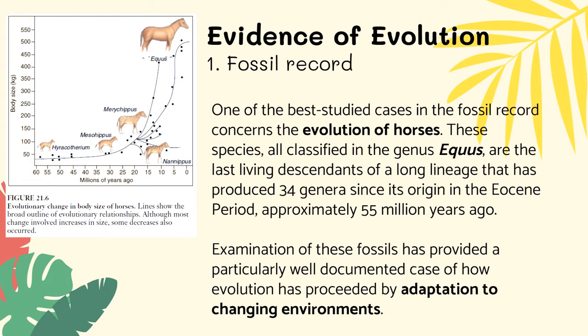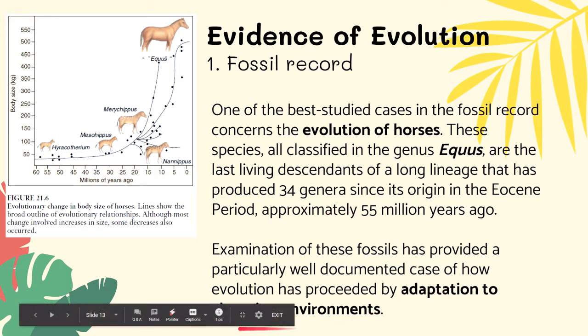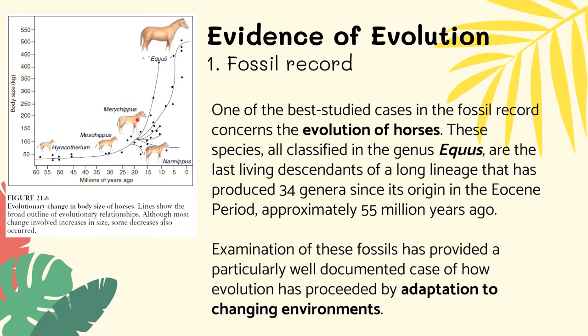What's good about the fossil record of horses is that they are well preserved, and we were able to map out and create a timeline of the changes in the body size of those horses from their primitive ancestors. The fossil record shows us that the changes involve increases in size, although some showed decreases in size, until they reach the modern-day genus of horses. The examination of these horse fossils has provided a particularly well-documented case of how evolution has proceeded by adaptation to changing environments. These changes in their size are due to their need to adapt to their changing environments.